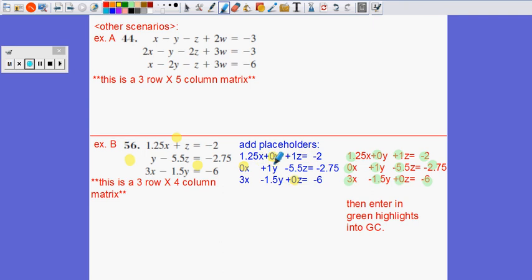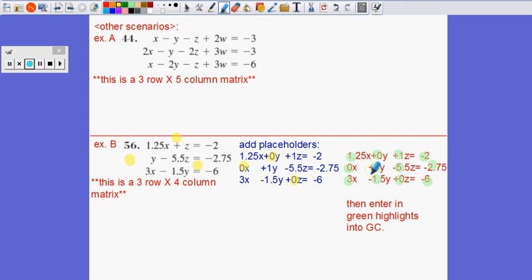So I have these placeholders that I put here, and then once I have these placeholders in, I copied the blue into the red, I put these green highlights into the graphing calculator as you normally would, and hit up RREF. All right, so that concludes just the examples.